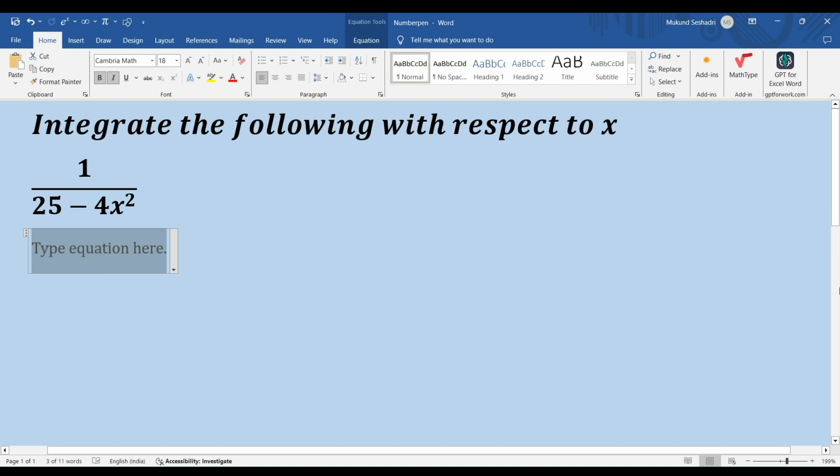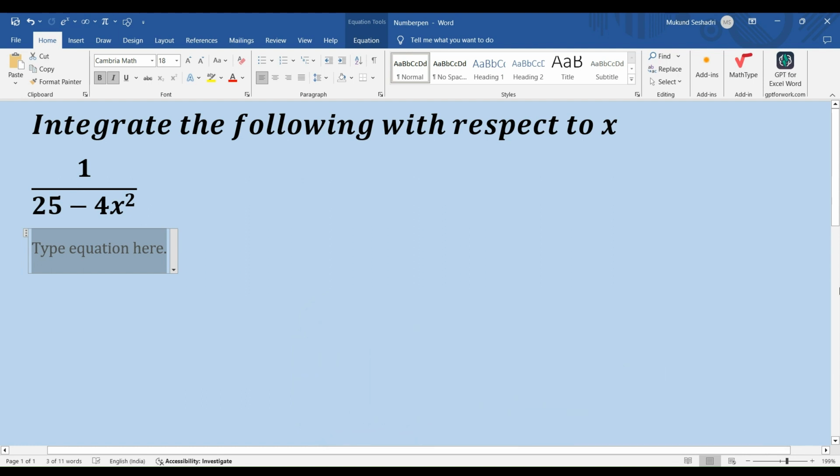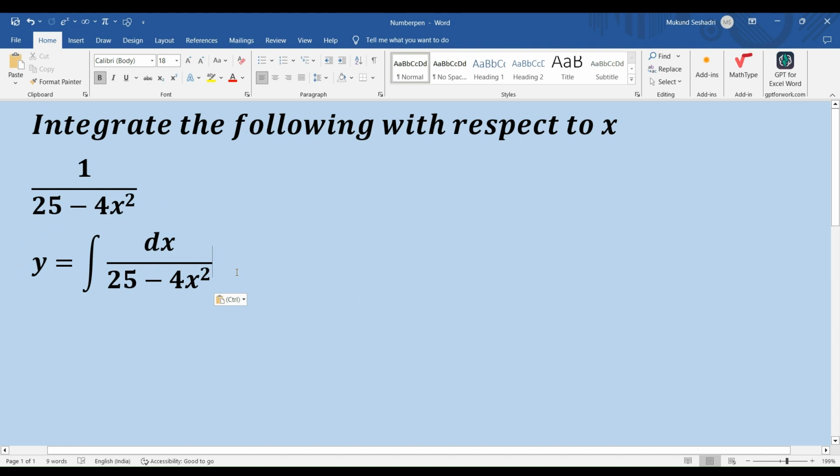So there we have the problem on the screen. Integrate the following with respect to x. We have 1 divided by 25 minus 4x square. So what we have been given is dy by dx and we've been asked to find y. My y is nothing but integral of the given expression. So let's write down what our y is. So that's my y, integral of dx by 25 minus 4x square.